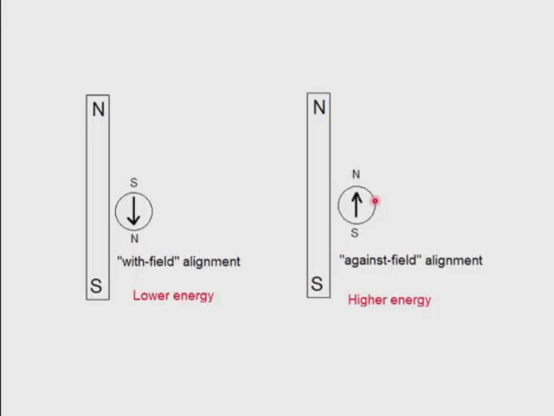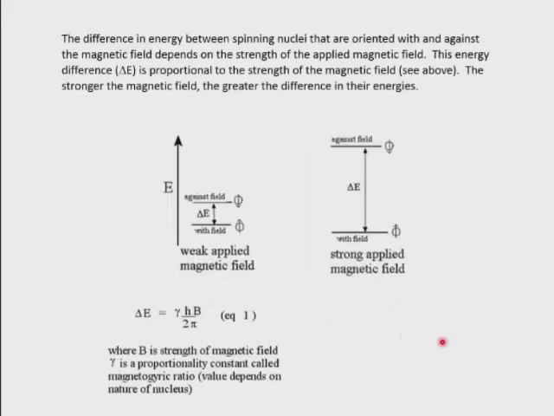Here we say that the compass needle has an against-field alignment. The potential energy of the compass needle in the against-field alignment is higher than the potential energy of the needle with the with-field alignment. The difference in energy between the spinning nuclei, that is, between the nuclei that have the with-field and those that have the against-field alignment, depends on the strength of the applied magnetic field.